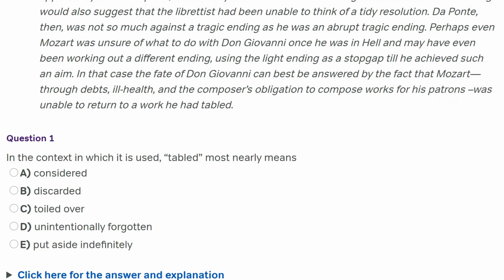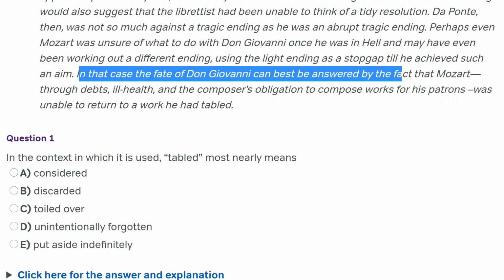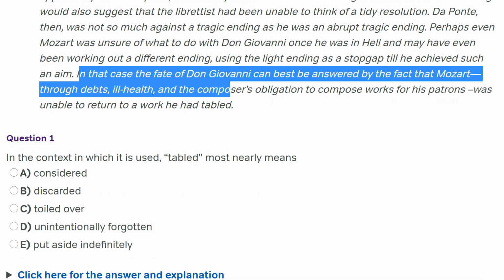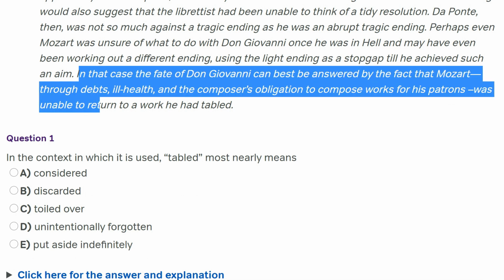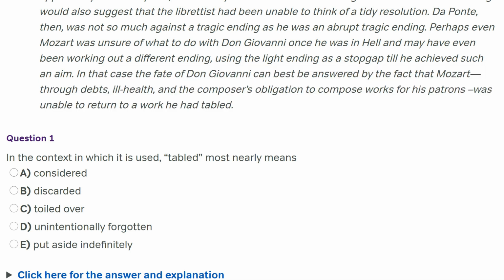In the context in which it is used, tabled, which is here, most nearly means, let's quickly reread the sentence when they're asking us about one word. In that case, the fate of Don Giovanni can best be answered by the fact that Mozart, through all these reasons, was unable to return to a work he had tabled. He had kind of put off for another day, I think would be the context there. That's also another definition of tabled. It means kind of put it off to finish it another day.